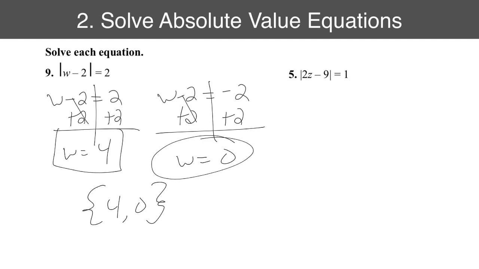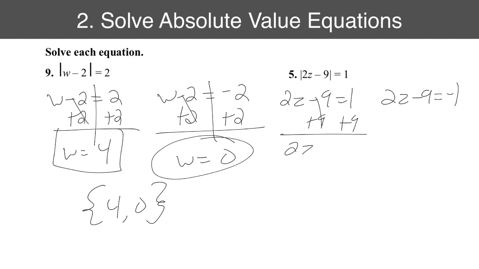Let's take a look at number 5. Again, we split it into two equations. 2z minus 9 equals 1, and then 2z minus 9 equals negative 1. So there's your two equations. On the first one, you're going to add 9 over. You get 2z equals 10. Then you're going to divide the 2 over and get z equals 5. So there's your first answer.